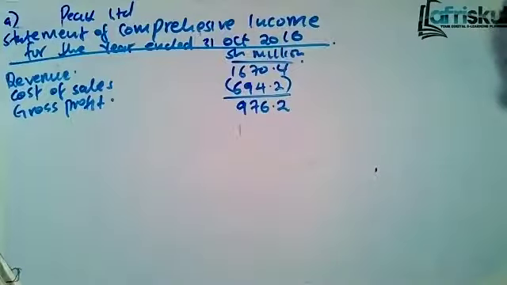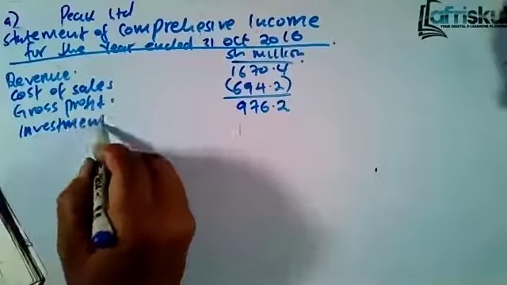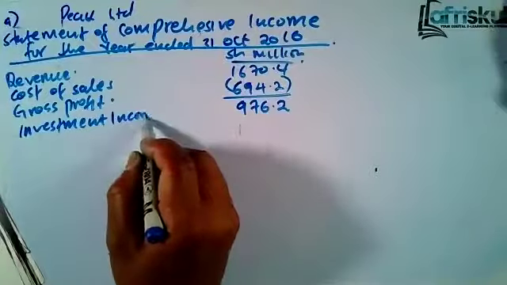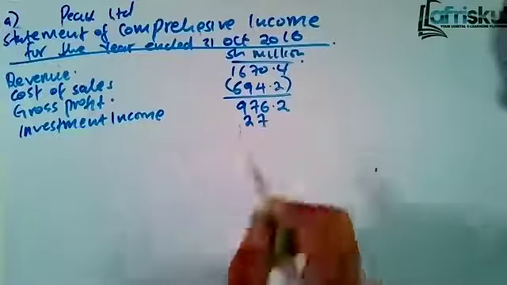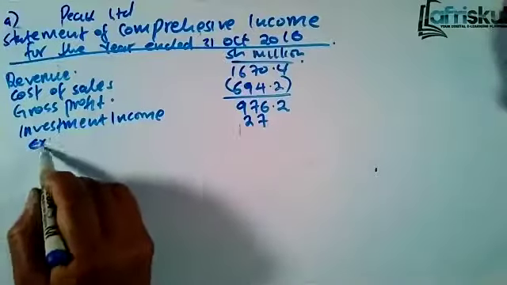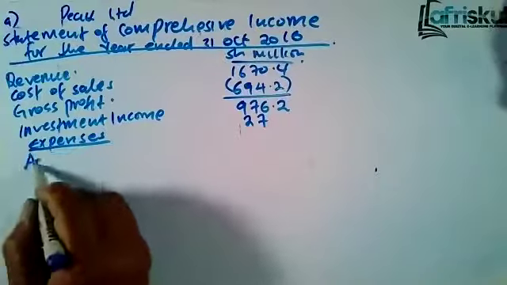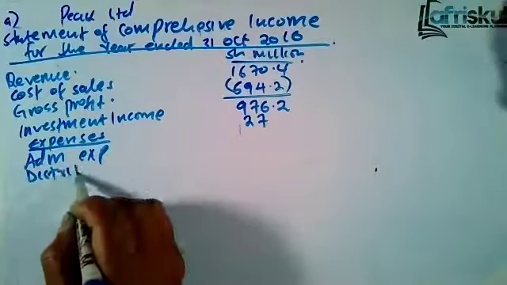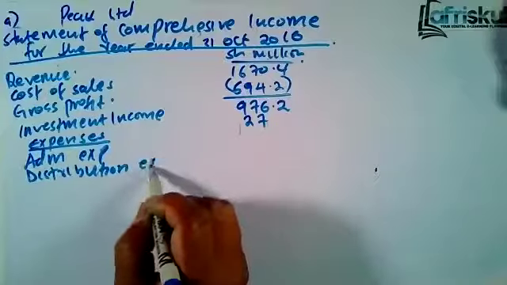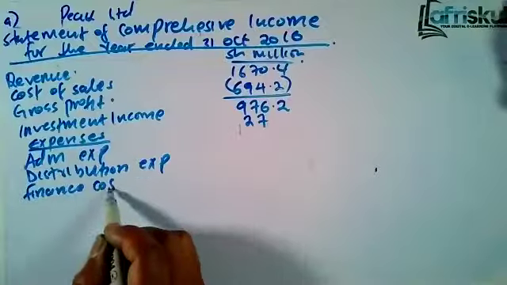Then from the trial balance, I can see we had investment income. For investment income, I can see it was 27. I hope you have spotted it. Now let's list the expenses. Under the expenses, we have the admin expenses, selling and distribution expenses, and then we have the finance cost.